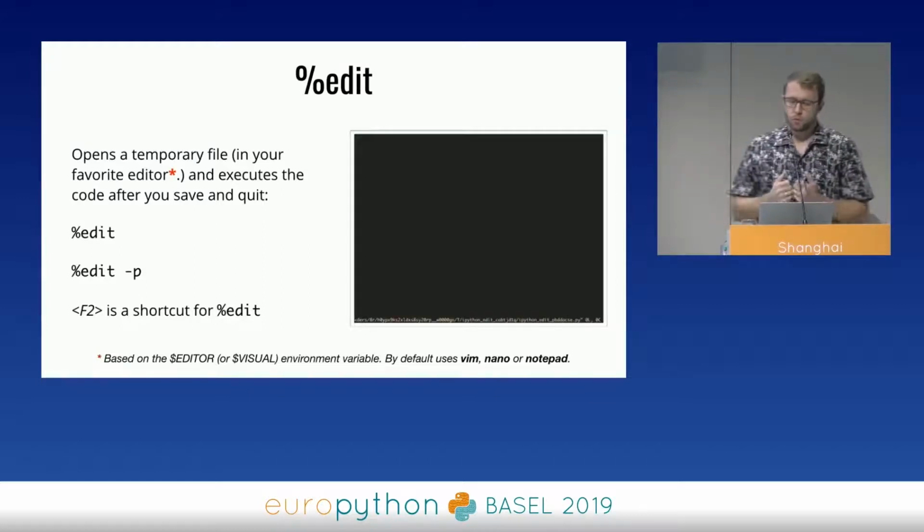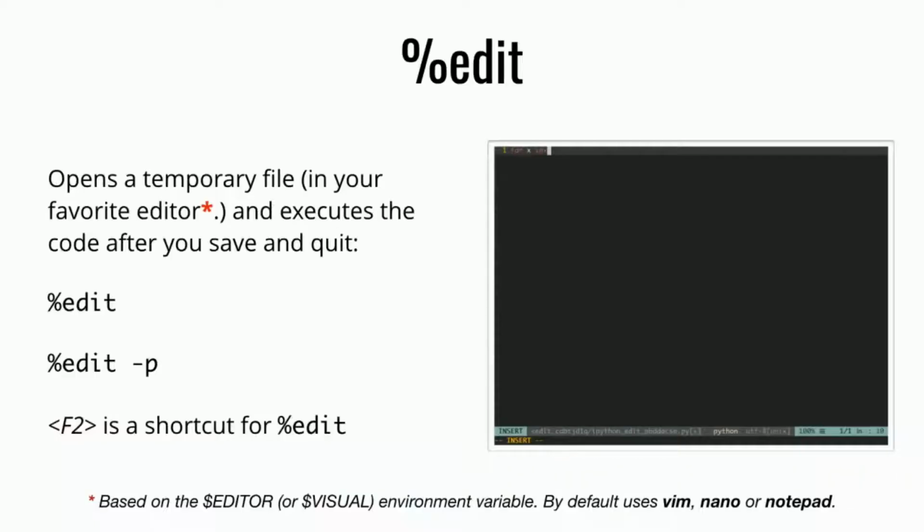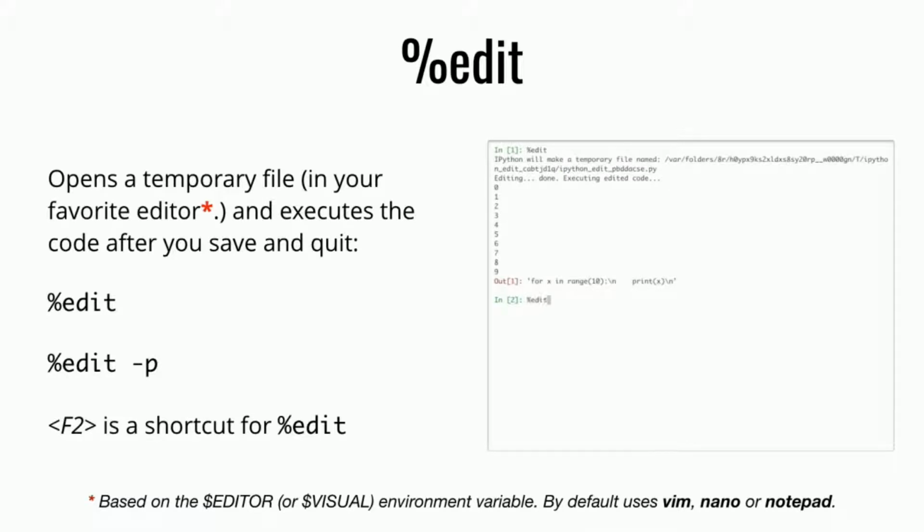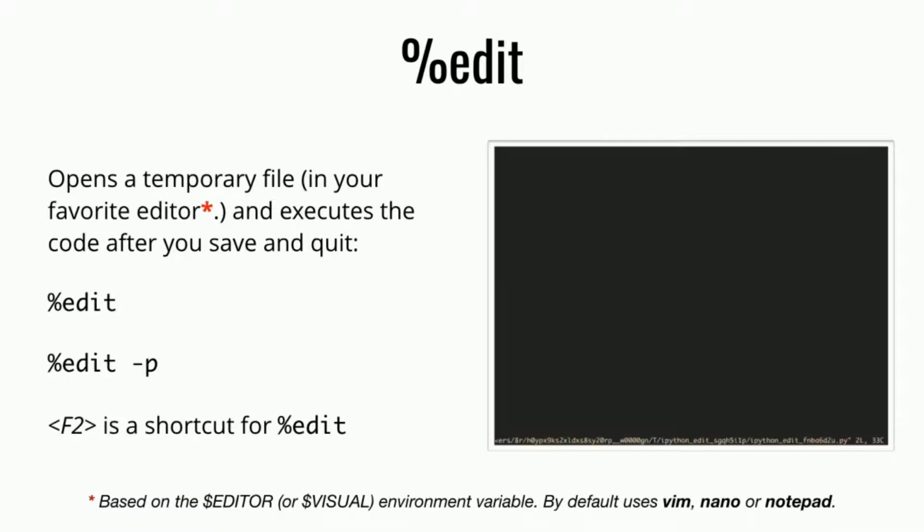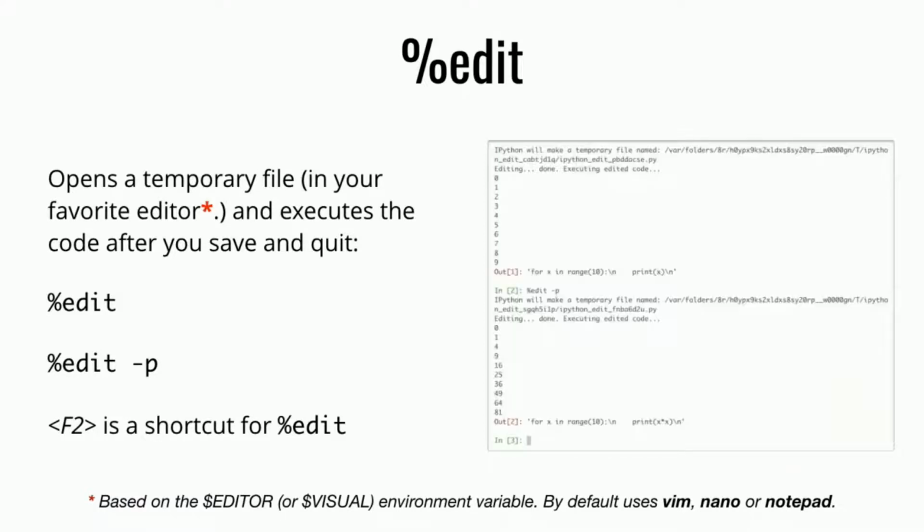So even though writing multiple lines of code in IPython is easier than it is in the default Python REPL, because you have the smart indentation, you can always make it even easier with the edit magic command. It will open a temporary file in your favorite editor where you can type the code, and after you save and close that file, it will execute it in IPython. And by favorite editor, I mean the one that's defined in the editor or visual environment variables. So if you don't set it up, you will probably end up with the greatest text editor of all time, or Nano or Vim.